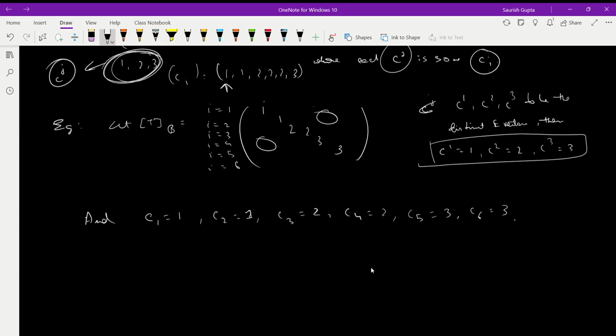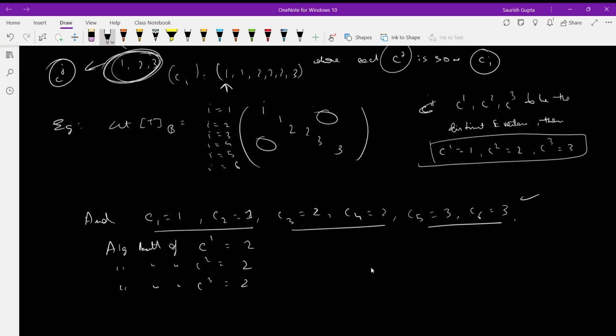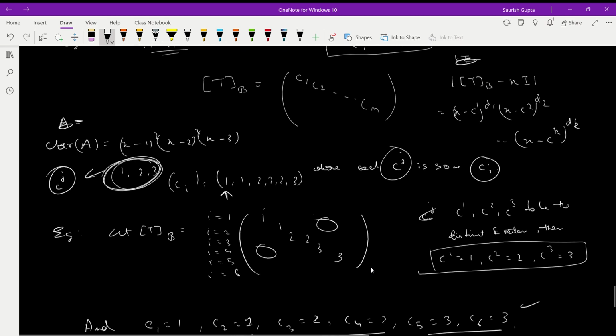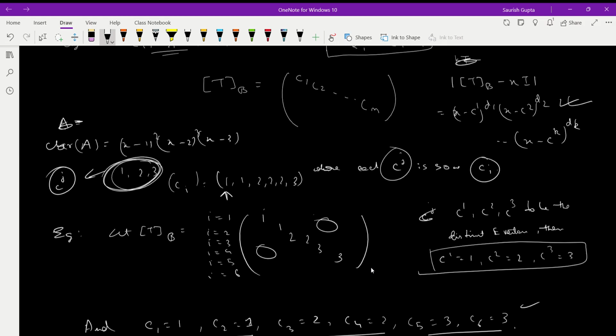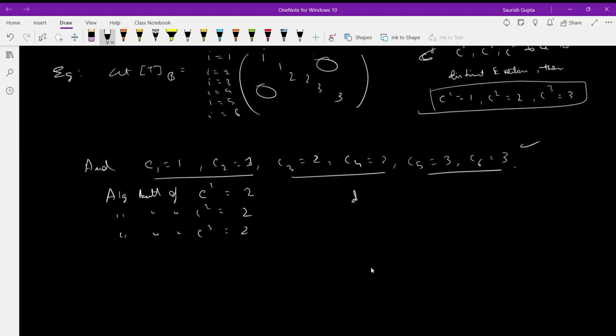And also we can notice the algebraic multiplicities of each of these eigenvalues. The algebraic multiplicity of C1 is 2, similarly that of C2 is 2 again, and that of C3 is 2 again. So the eigenvalue C1 is present in this listing twice, 2 is present twice, and 3 is present twice as well. Clear?